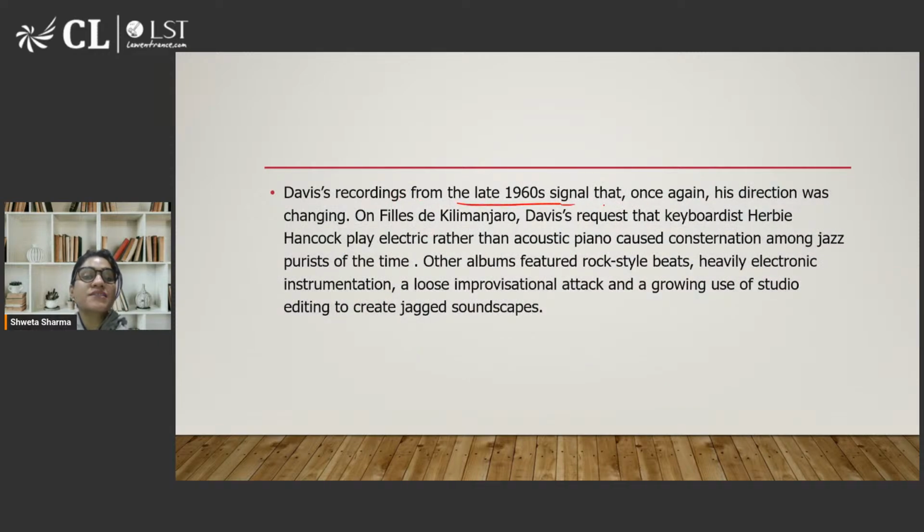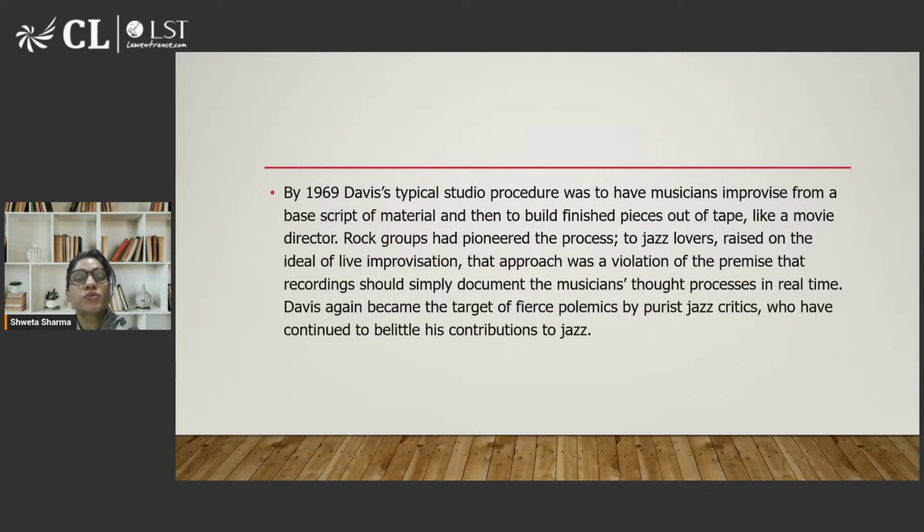Davis' recordings from the late 1960s signal that once again his direction was changing. On Filles de Kilimanjaro, Davis requested that keyboardist Herbie Hancock play electric rather than acoustic piano, which caused consternation among jazz purists of the time. Other albums featured rock-style beats, heavily electronic instrumentation, a loose improvisational attack, and growing use of studio editing to create jazz soundscapes. Right. So what he was doing, how his recordings were impacting, how his direction was changing. So that's what this paragraph talks about.